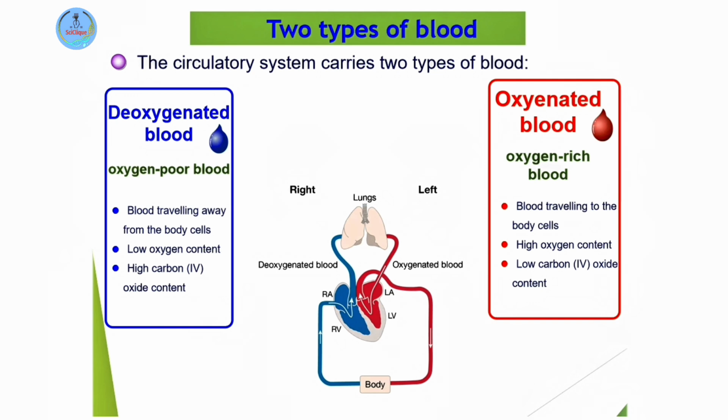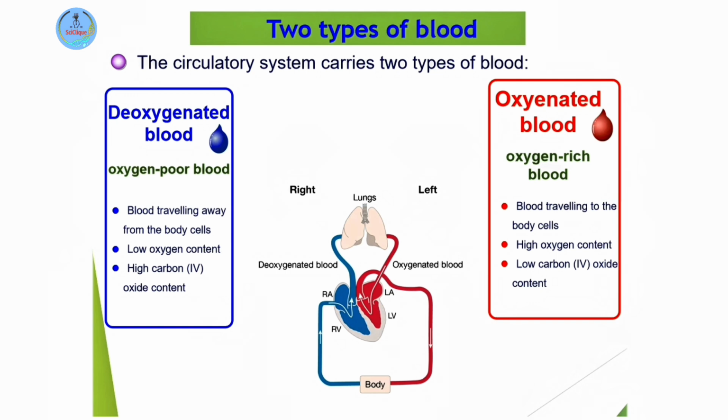Why? Because carbon dioxide is a waste product which diffuses from the body tissues into the blood. And you end up with blood having a higher amount of carbon dioxide but a lower content of oxygen. This is what is termed deoxygenated blood. So this is blood being transported from the body cells to the heart, so that it can then be taken to the lungs for oxygenation.